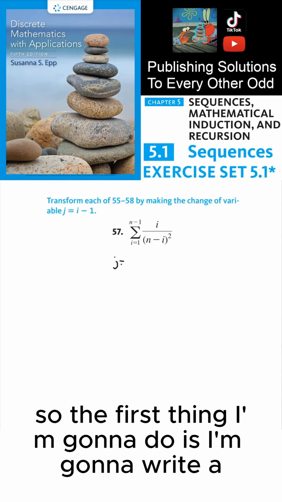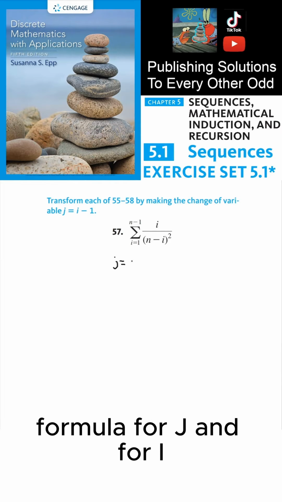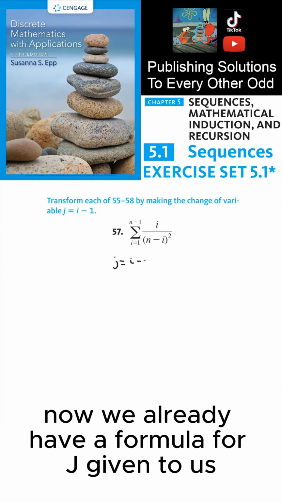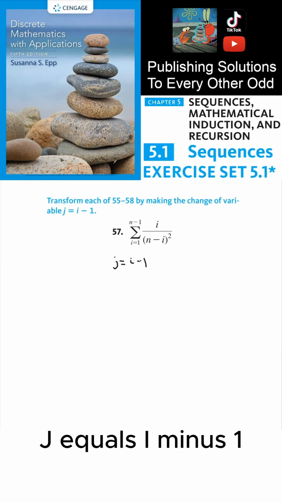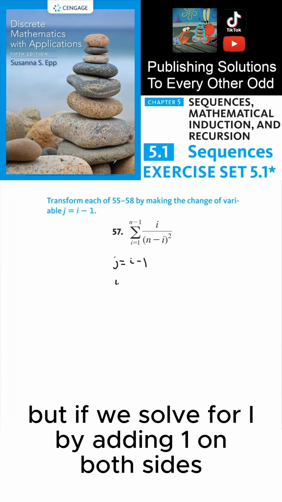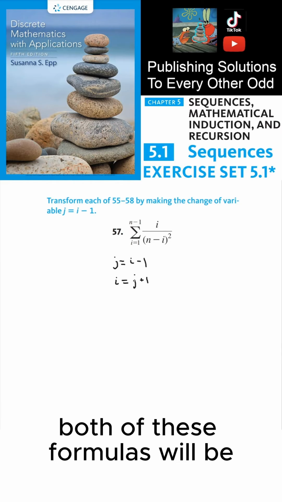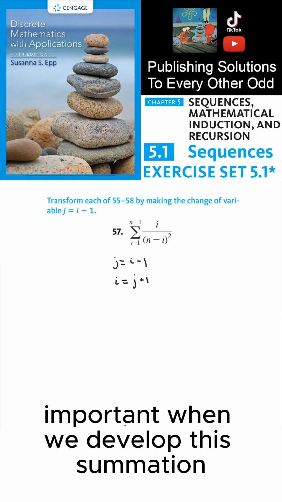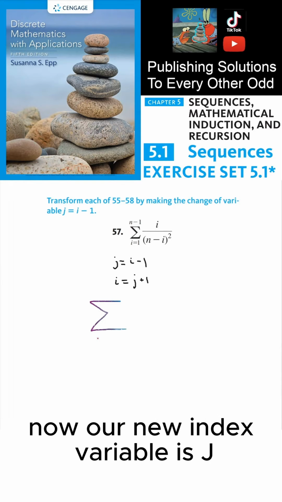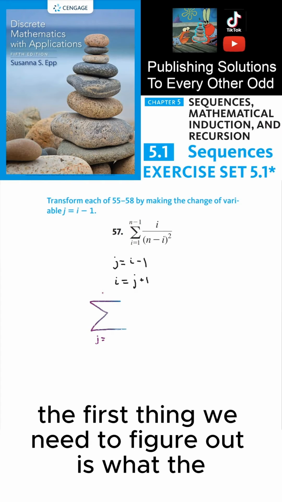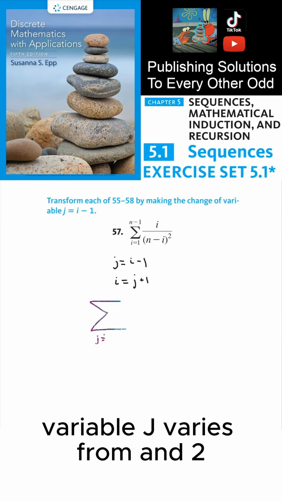So the first thing I'm going to do is write a formula for j and for i. We already have a formula for j given to us, j equals i minus 1. But if we solve for i, by adding 1 on both sides, we get i equals j plus 1. Both of these formulas will be important when we develop this summation. Now our new index variable is j. The first thing we need to figure out is what the variable j varies from and to.